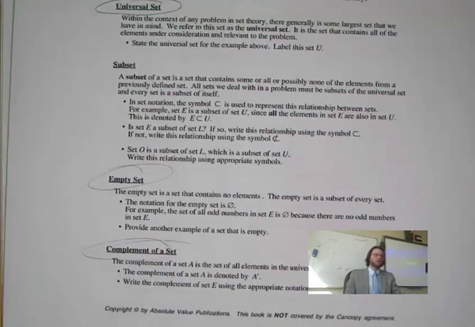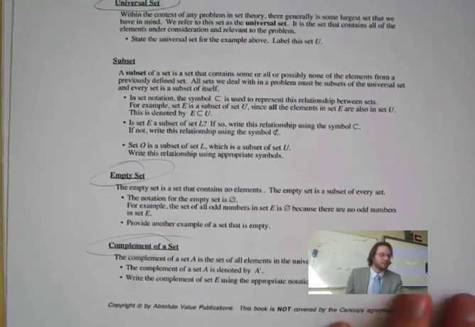Now a complement set would be everything else. So the complement set to the teachers in the school would be the students, because it's everything else. If we're only looking at the universal set as teachers and students, the students would be the complement of the teachers, and the teachers would be the complement of the students. It's everything else that makes up the set.